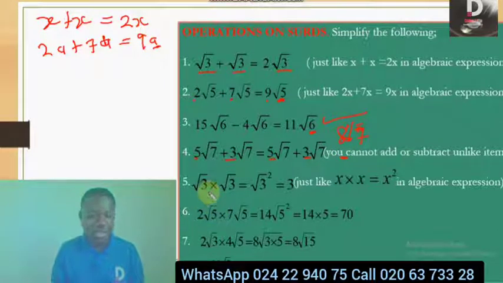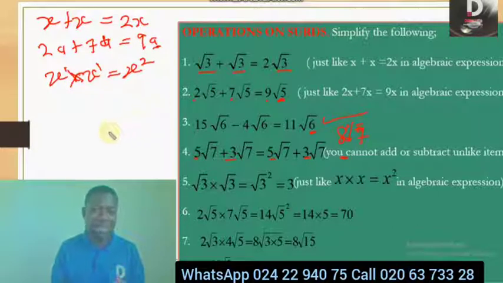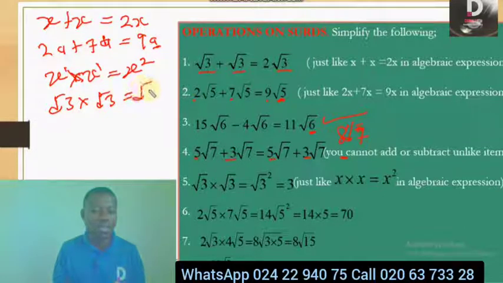Now let's look at multiplication. Do you remember x multiplied by x? What does it generate for us? We said multiplication gives you what? Power. So this is power 1, making power 2. So x times x is x squared. In the same manner, root 3 times root 3, we are expecting what?